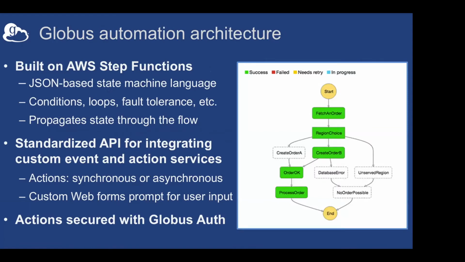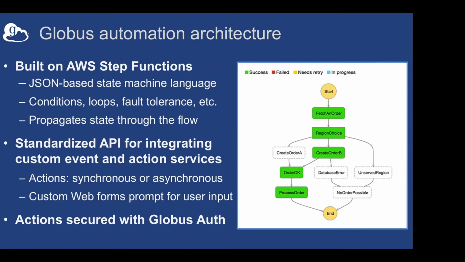The way this is built is leveraging a lot of the features provided by the Amazon Step Function service, right? So this is sort of a declarative thing where you specify, using just a structured JSON language, what the flow looks like. You can do the things you'd sort of expect in any kind of flow engine, like conditional paths and loops and so on.